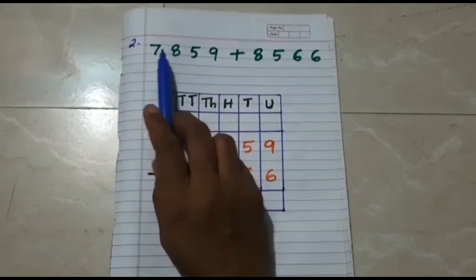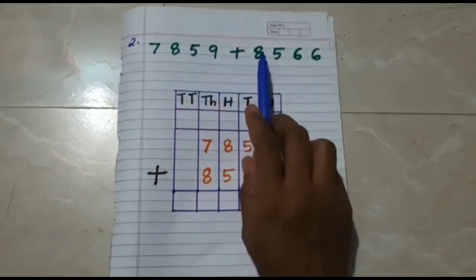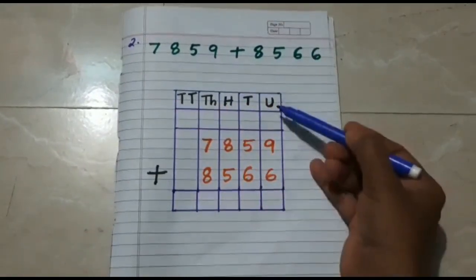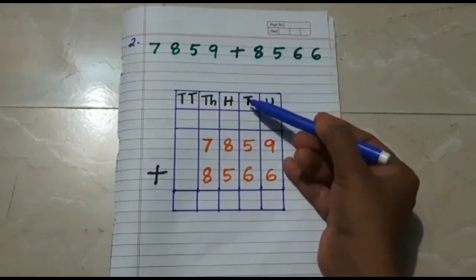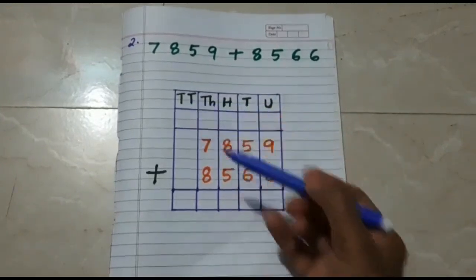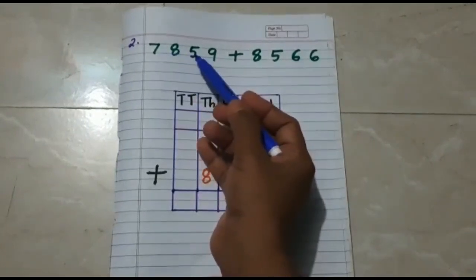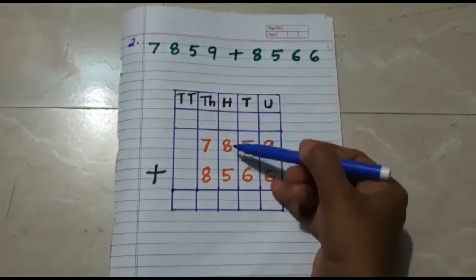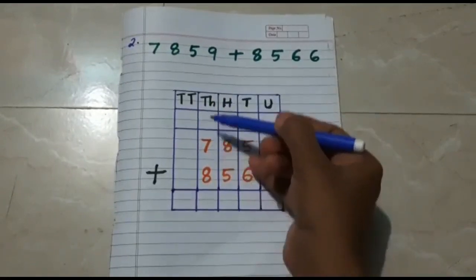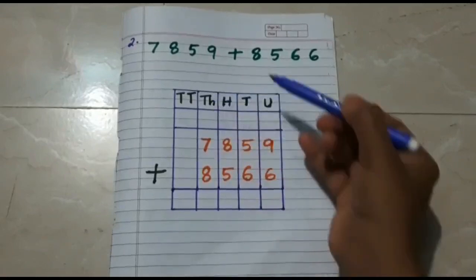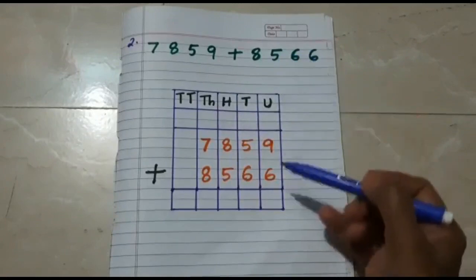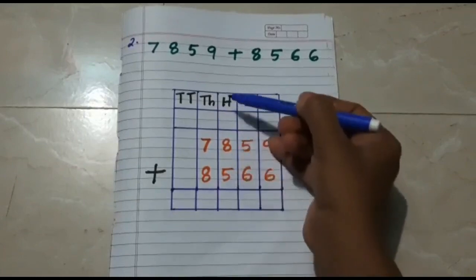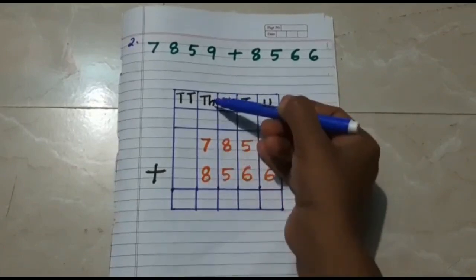Now question number 2 of addition with carrying over of 4 digits. Here we have 7859 plus 8566. Students, I have drawn the columns over here mentioning the place value as units, tens, 100, 1000 and 10,000. For 7859 I have written 9 in the units place, 5 in the tens place, 8 in the hundreds place and 7 in the thousands place. And for 8566 I have taken 6 in the units place, 6 in the tens place, 5 in the hundreds place and 8 in the thousands place.